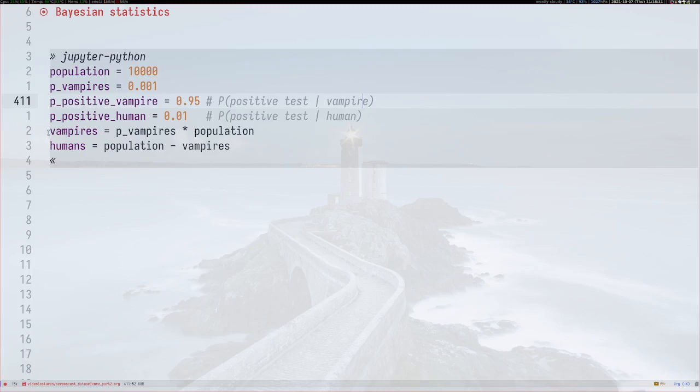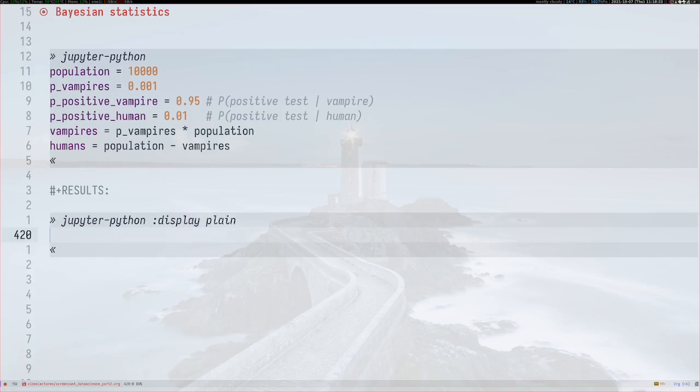Then we can calculate the total number of vampires in the population, which is simply the probability of vampires times the population. And the number of humans in the population is the total population minus the number of vampires. So we can run this code, which was already given in the notebook.